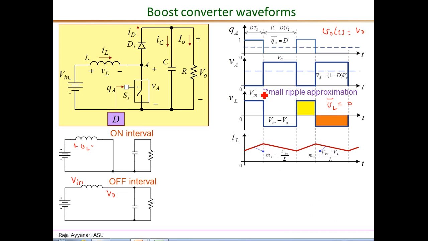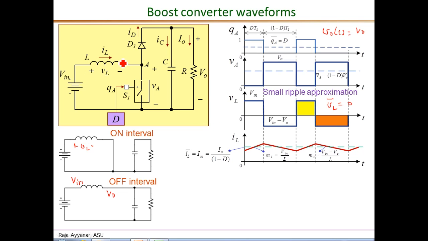Now we can use this waveform of the inductor voltage to draw the inductor current waveform, and the inductor current is simply the integral of the voltage over L. So the slope during the on interval, denoted by M1, is equal to Vin over L, and the slope during the off interval is Vin minus Vo over L, a negative slope. So now this gives the wave shape of the inductor current, but we still need to know either the starting value or the average value to draw the unique waveform of the inductor current given this inductor voltage waveform.